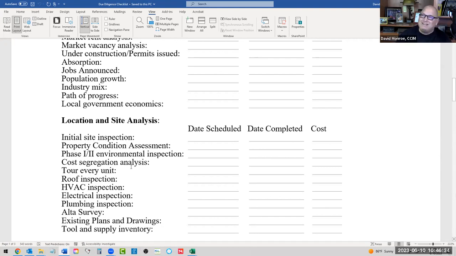Am I digging too much into this, or is this helpful? No, it's good. I would like to just go a little further on your depreciation recapture, David.